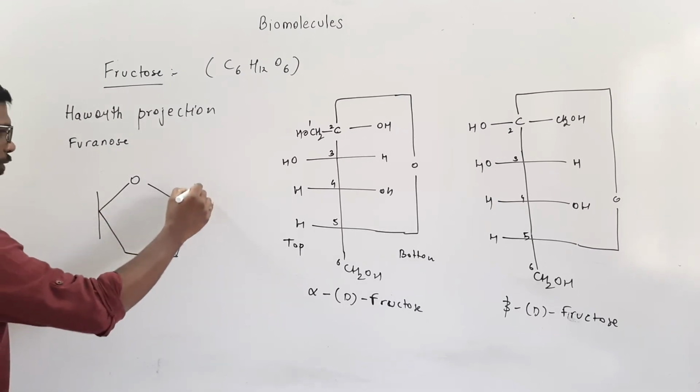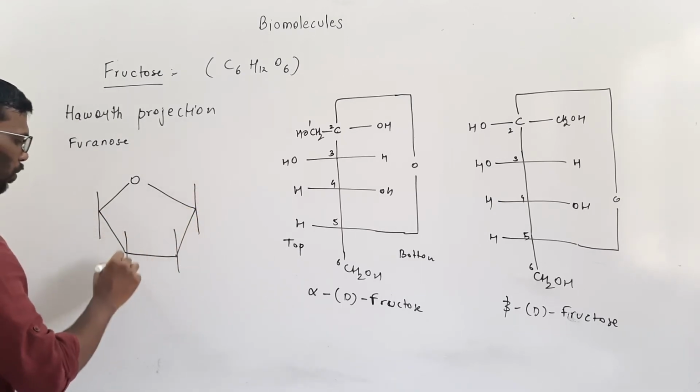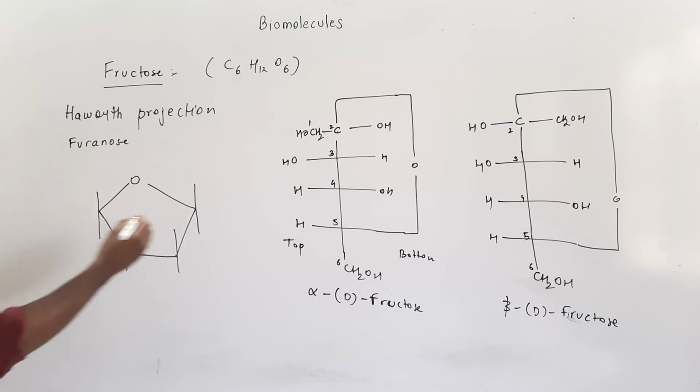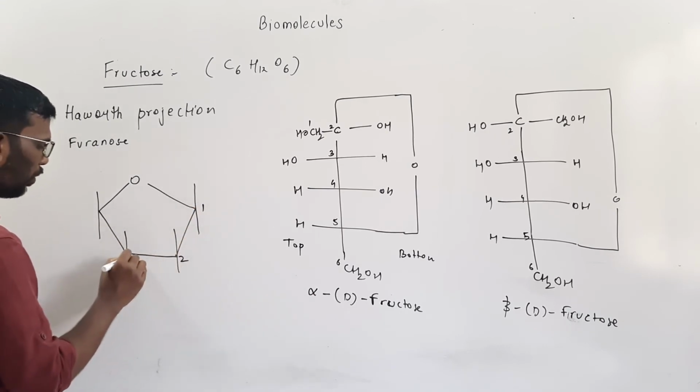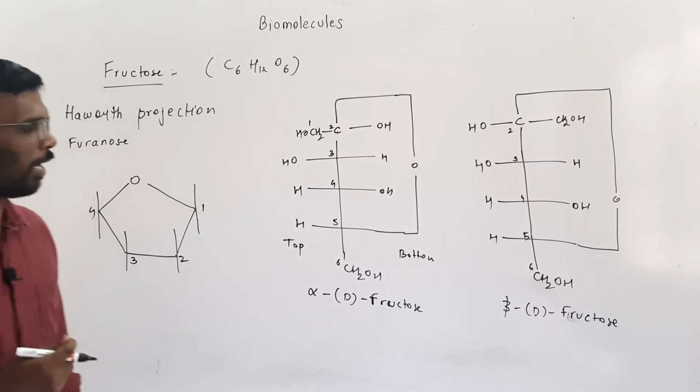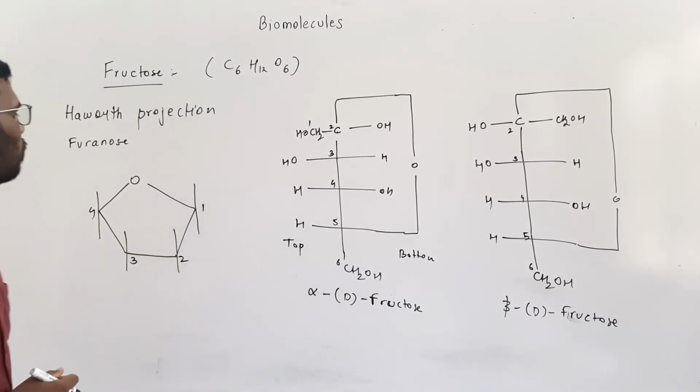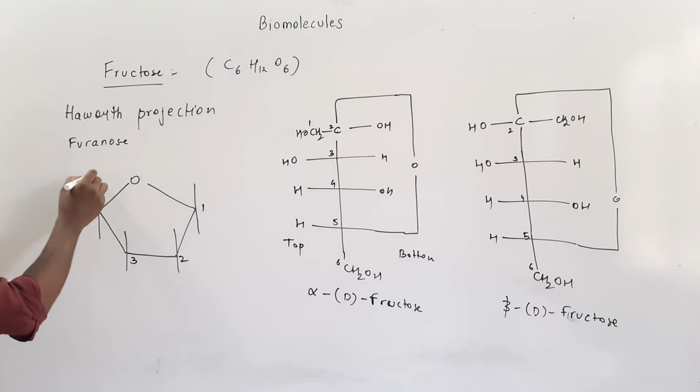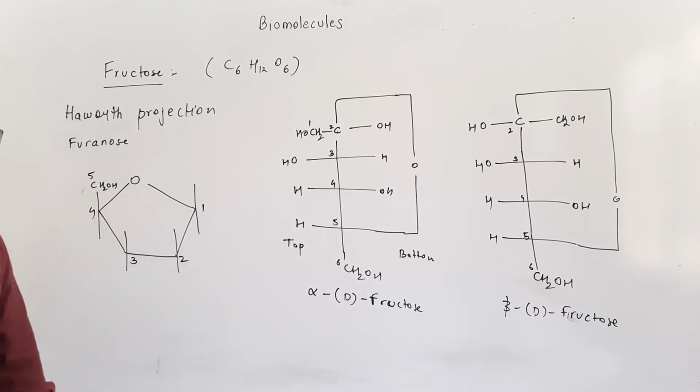Just try to identify what are the carbon 1, carbon 2, carbon 3. Okay, I'll start from here. This is my carbon 1, carbon 2, carbon 3, carbon 4. Right? Where will be carbon 5? Carbon 5 will be on the top here, CH2OH. This is my carbon 5.